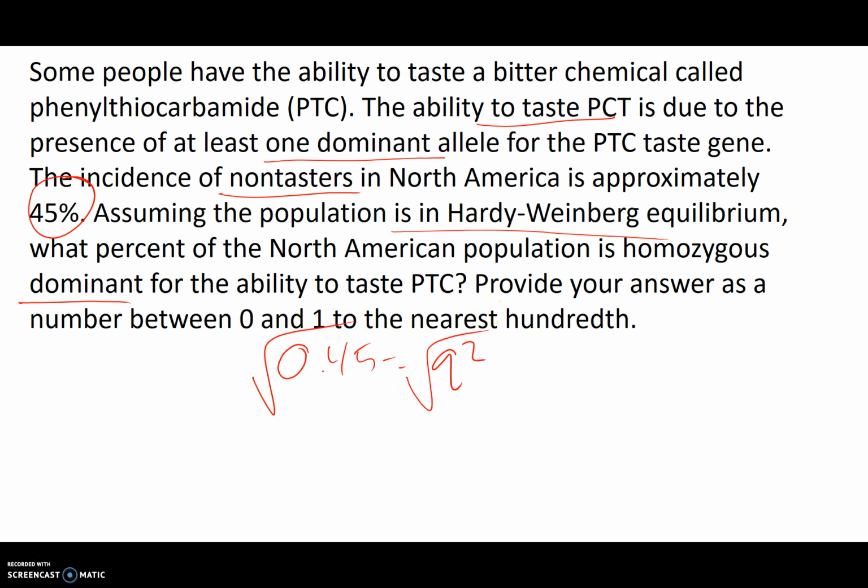So we take our square root of this. Let me make sure I did that right. The square root of 0.45, we find that Q is equal to 0.67. And so then P is equal to 0.33. For homozygous dominant, you do the 0.33 squared. So you square this to get our P squared, and you get 0.11. So about 11% of the population is homozygous dominant.